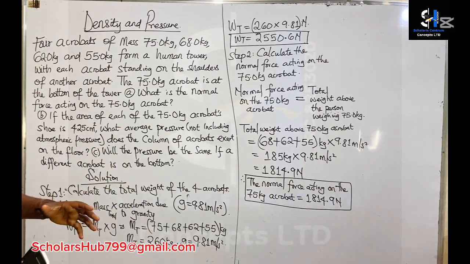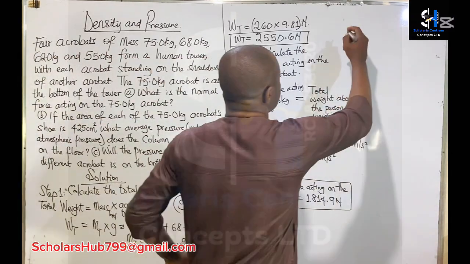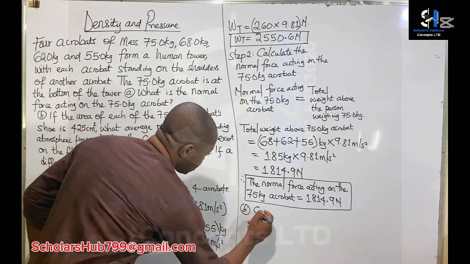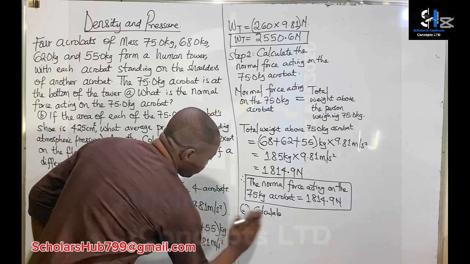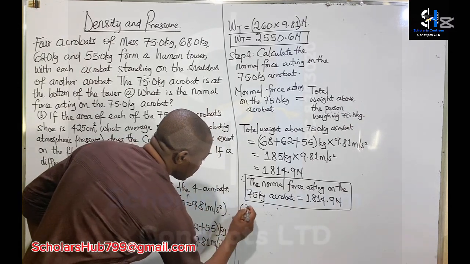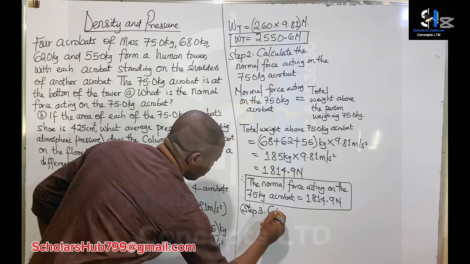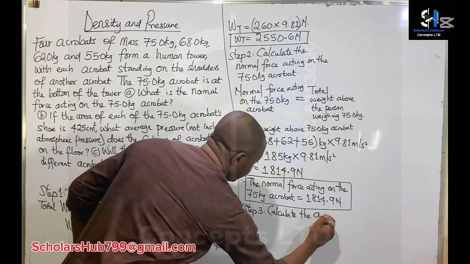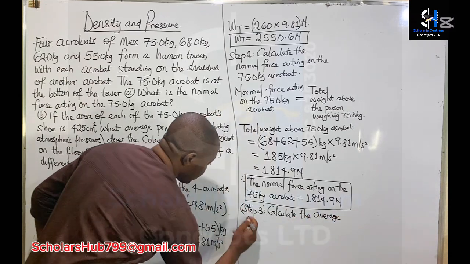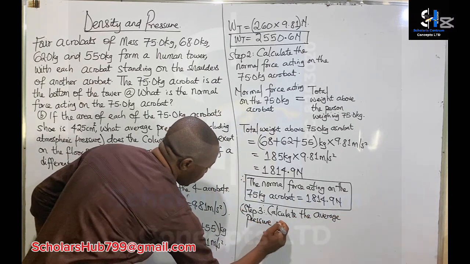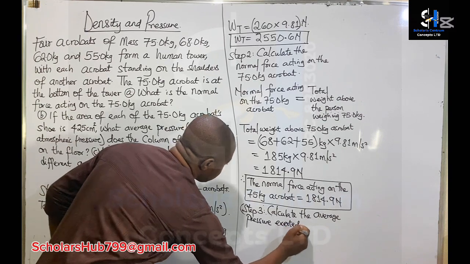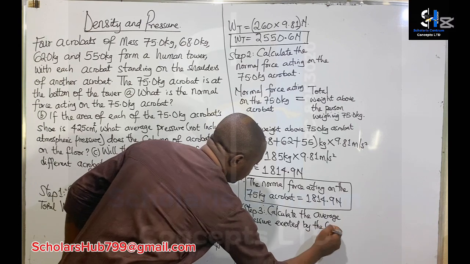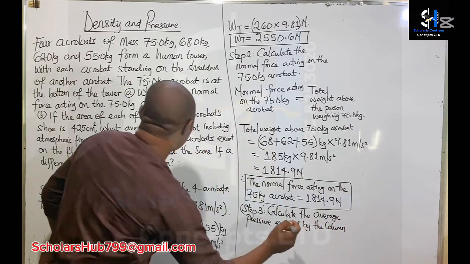But because we want to calculate pressure, let me write it here. That's step 3. Step 3, we want to calculate the average pressure exerted by the column of acrobats.